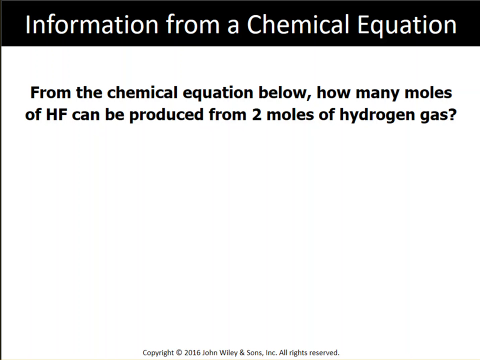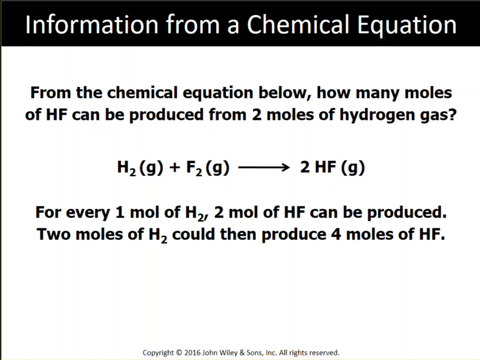So for example, if you look at the reaction of hydrogen and fluorine that produces hydrogen fluoride, every 1 mole of hydrogen reacts with 1 mole of fluorine, and from that reaction 2 moles of hydrogen fluoride are produced.